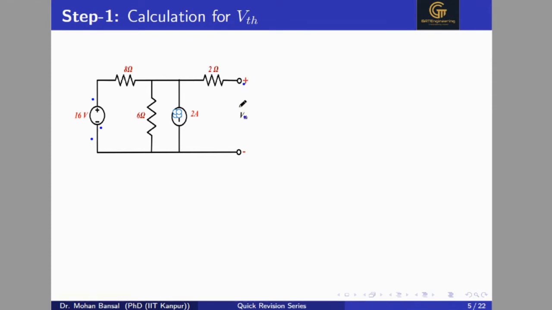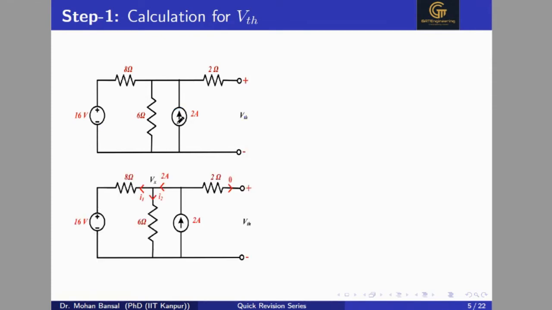If you see the voltage VTH across this terminal, this is the 2 ampere current, and this 2 ampere current will divide at this point. But unfortunately, this resistance is open circuited because it is not connected anywhere. So the current in this branch is 0 ampere. So this 2 ampere current will go to the left side. Here, this 2 ampere current will divide into two parts, one is I1 and another one is I2.